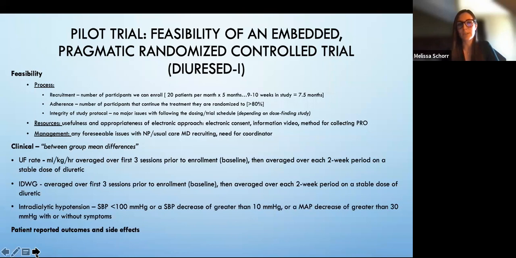In terms of resources, we want to assess the usefulness and appropriateness of our electronic approach in terms of our e-consent information video and our method for collecting patient-reported outcomes. And in terms of management, because we are embedding this in routine care, we're asking our nurse practitioners and usual care physicians to be involved in recruiting and enrolling patients and guiding them through the trial process. So we want to see if there's any real barriers to this and if we ultimately would need trial coordinators. In terms of clinical outcomes, we'll be comparing between group mean differences in the ultrafiltration rate, interdialytic weight gain, and intradialytic hypotension. And then a number of patient-reported outcomes and side effects will also be assessed, and I describe these in a couple of slides. Next slide.